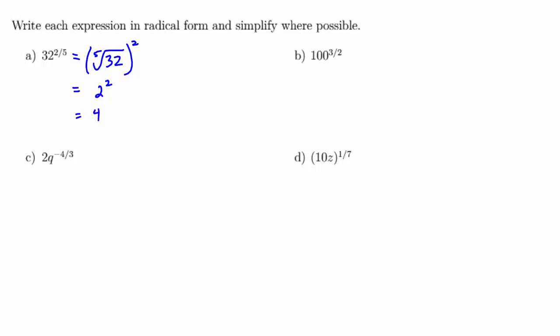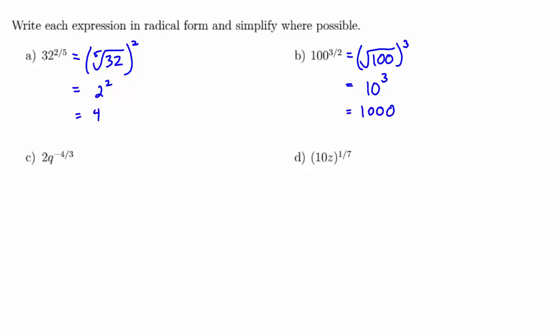Looking at our second example, we have 100 raised to the 3/2 power. Again, that 2 in the denominator of 3/2 will correspond to the 2nd root, or the square root, so I can turn this into the square root of 100, and that's raised to the 3rd power. Simplifying, that square root of 100 is just 10, so now we have 10 raised to the 3rd power. And 10 raised to the 3rd power just becomes 1000.